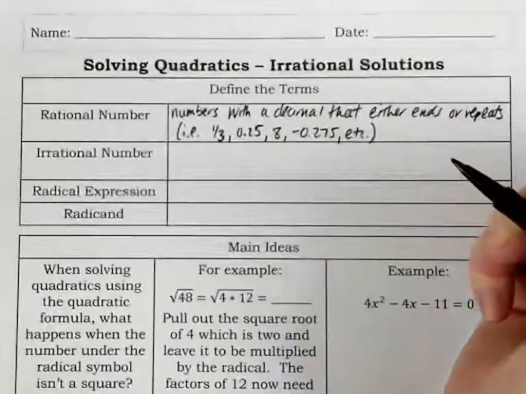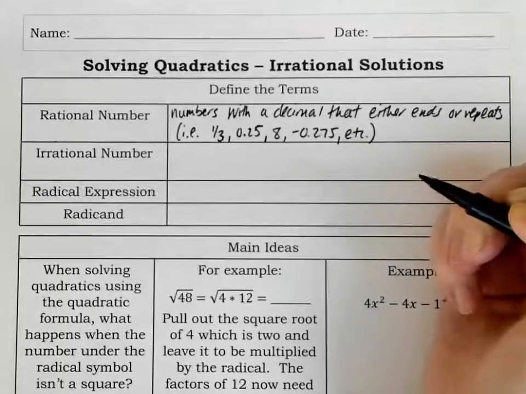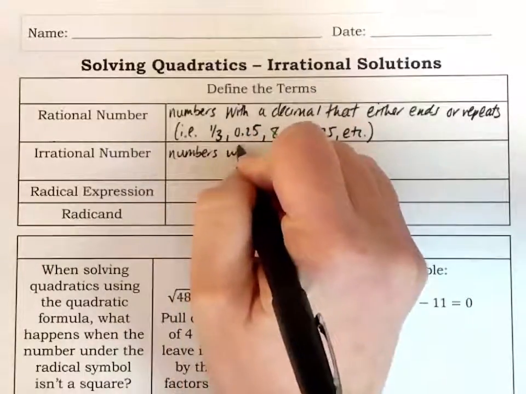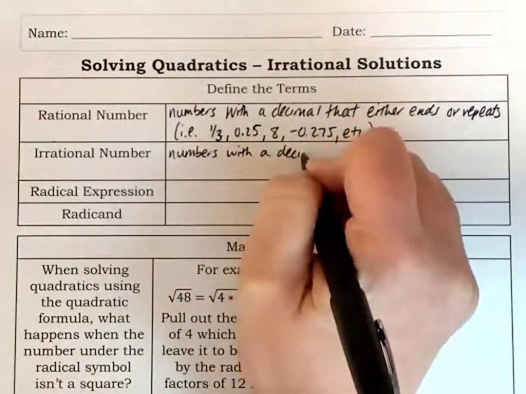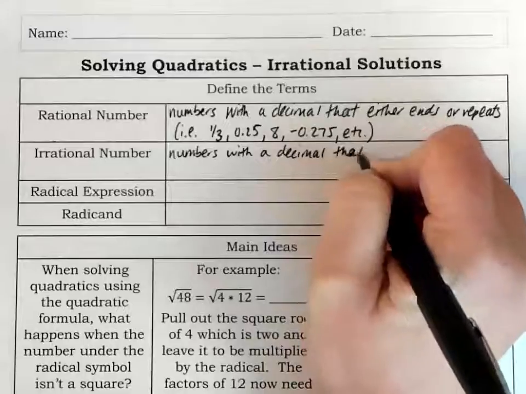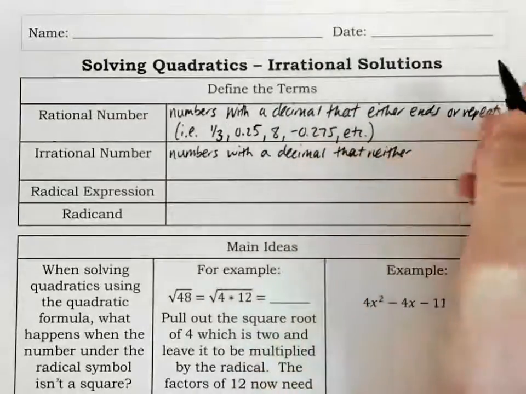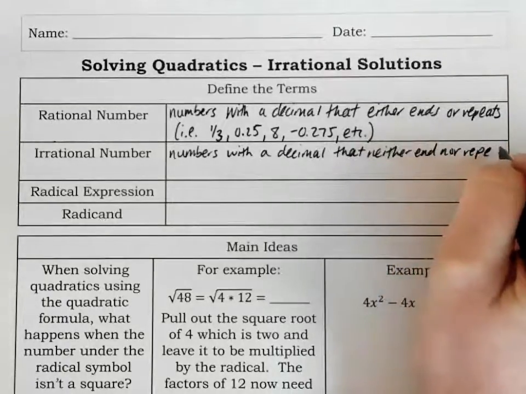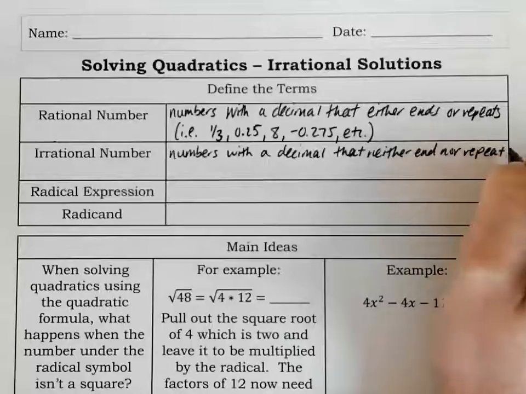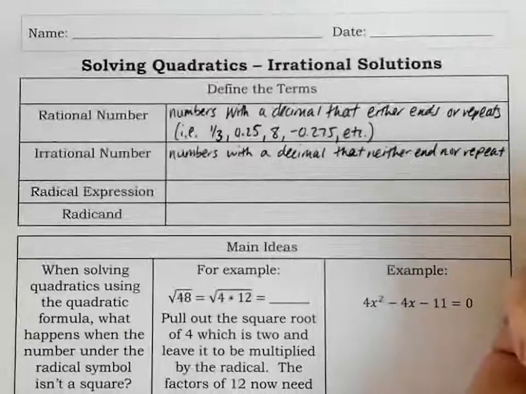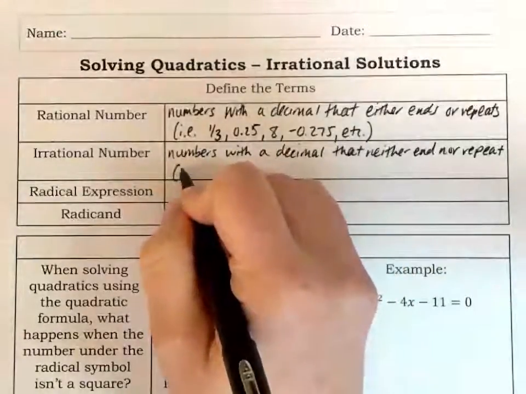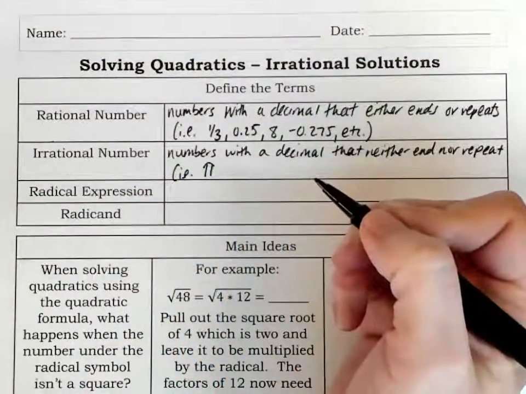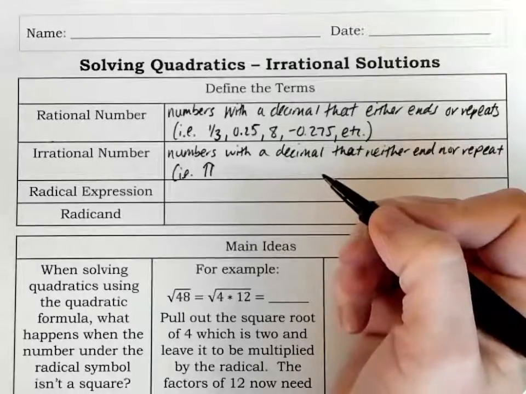Those are rational numbers. Then there are irrational numbers, and these are numbers with a decimal that neither end nor repeat. So these are going to be our numbers like pi. Remember, pi is a decimal that never repeats, never ends.